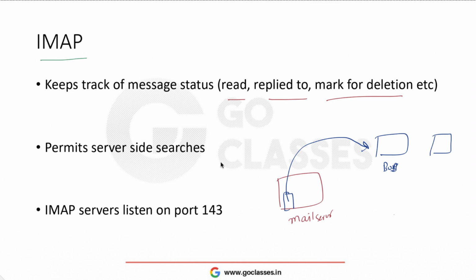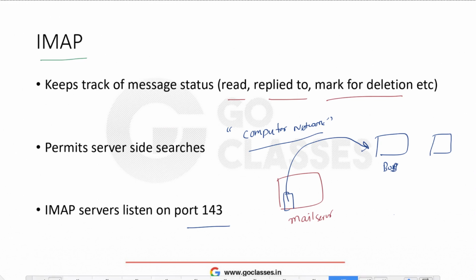It also supports server side searches, which means if you want to view some mail which has some subject line, let's suppose maybe computer networks, with this subject line you want to search some mail, then you can search on the server, which means you do not need to download all the mails and you can directly search on the server. This is what we do generally in Gmail also, right? And IMAP servers listen on port 143.